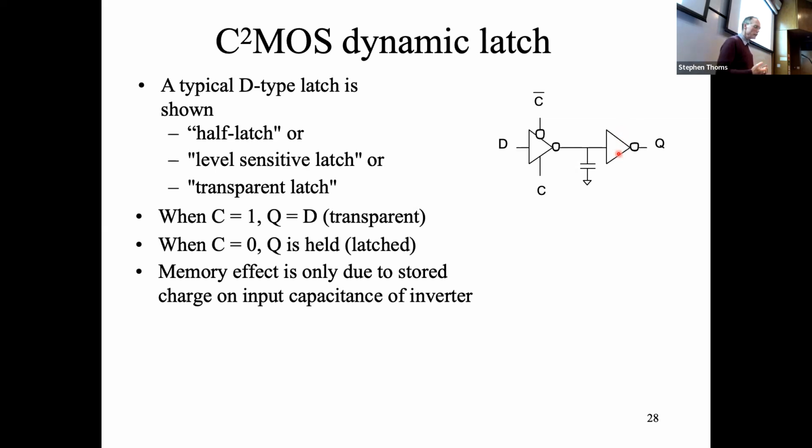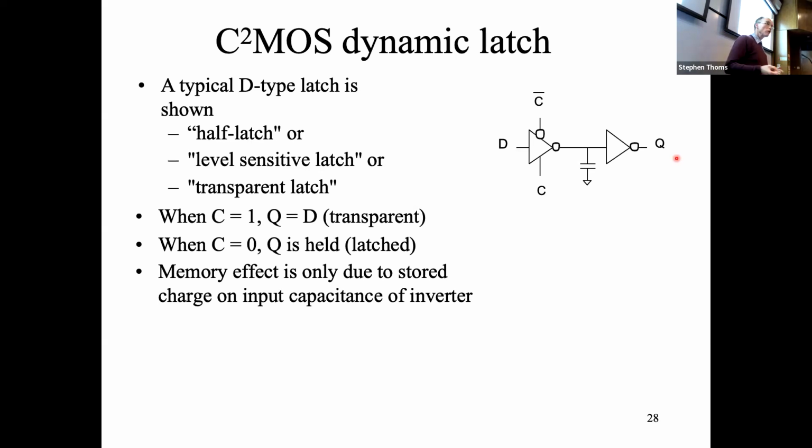So this is called a half latch, sometimes a level sensitive latch or a transparent latch. So essentially where it works is that when C is high, C is 1, then Q is just D. The signal here just comes straight through, which is where the idea of a transparent latch comes from. It's transparent, D shoots straight through to Q.